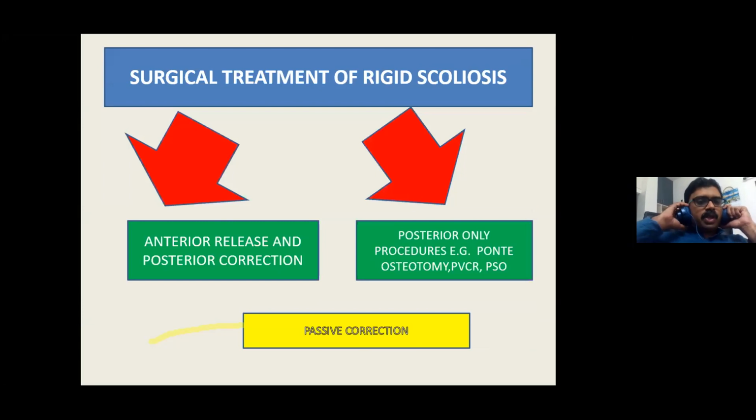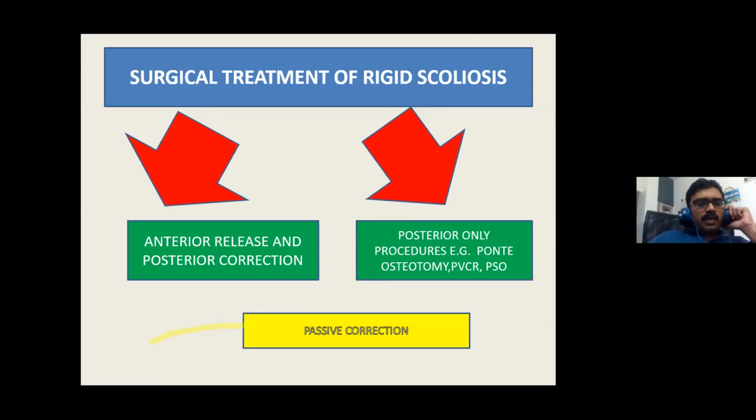Now, coming to the outline of the surgical treatment of rigid scoliosis, you can broadly divide the correction into two parts. One is the anterior release as step one, and the second step, after 2 weeks, is posterior correction. The second type is posterior alone, single stage. Examples are Ponte osteotomy, posterior vertebral column resection, known as PVCR, or the PSO, pedicle subtraction osteotomy.